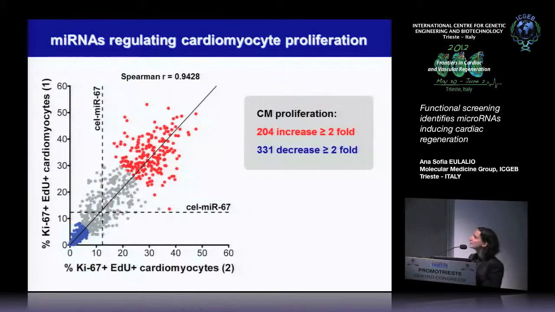Now, these are the results of the screen, and you can immediately see that we have a significant number of microRNAs which strongly increase cardiomyocyte proliferation. We have about 200 microRNAs which increase proliferation by more than twofold. And we also have the opposite effect. We have a significant number of microRNAs which strongly decrease cardiomyocyte proliferation, about 300 microRNAs.